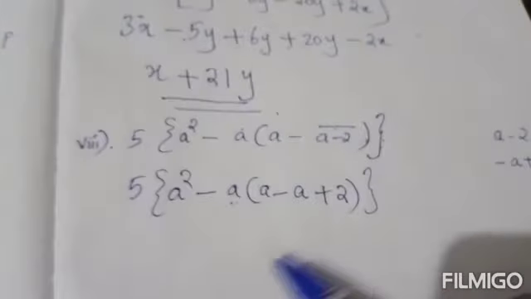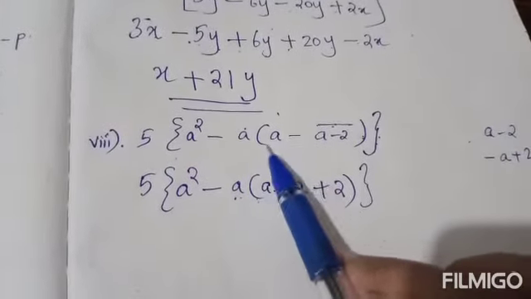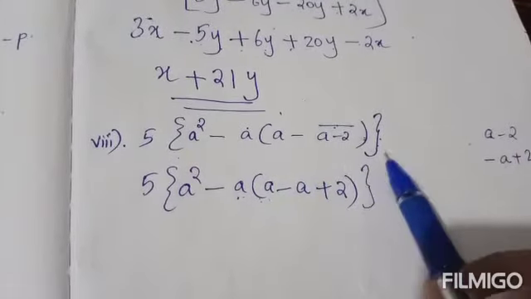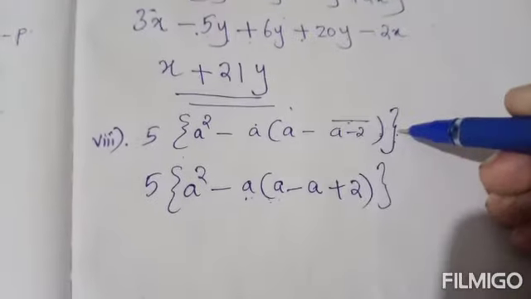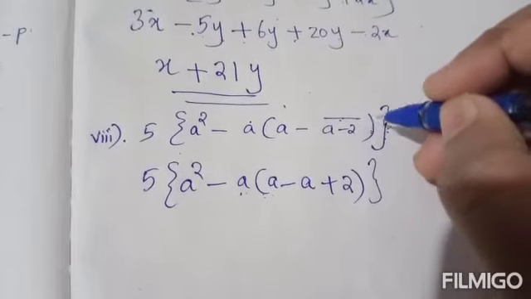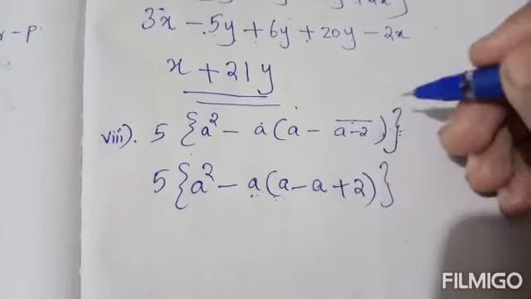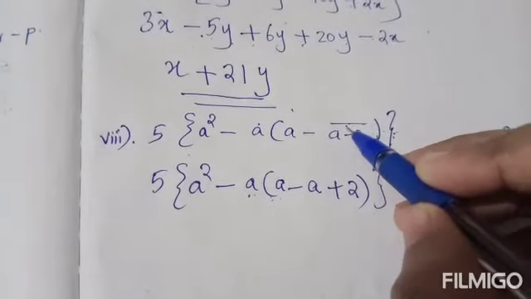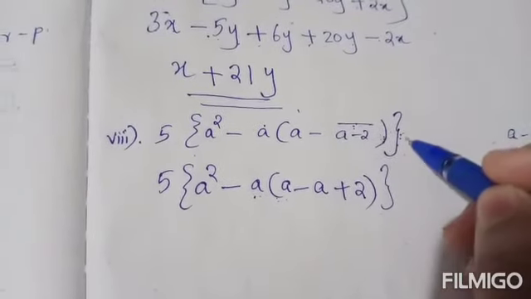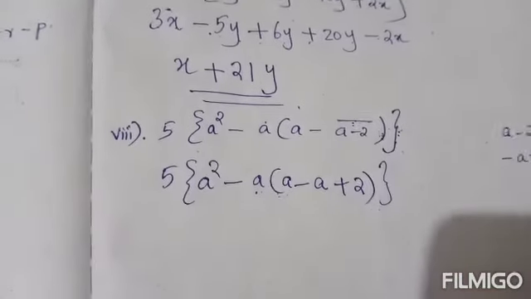8th question, 5 into a square minus a into a minus 2. So here inside the curly brackets, a small bracket is coming. Inside the small bracket, a bar bracket is coming. So you need to open the bar bracket first, then the small bracket, then the curly brackets. Okay, so opening the bar bracket.